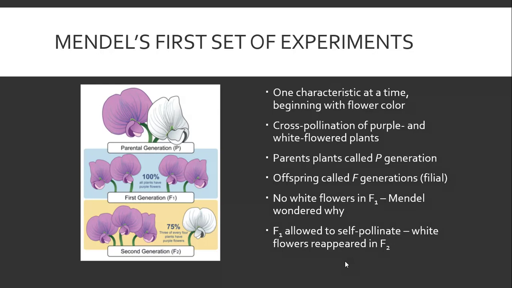Then he allowed that generation to self-pollinate, and in F2, the second generation of offspring, he found that there were white plants again, but there were 3 purple plants to every white plant.